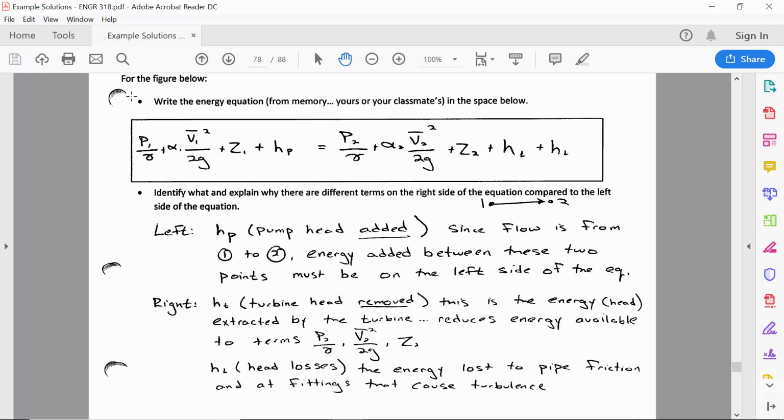Okay, alpha, right, because now we're considering the velocity across the cross-section, rather than at a certain location like Bernoulli's equation did. That's why this V bar is the average cross-sectional velocity. Okay, so any questions about the equation or the differences between the left side and the right side?